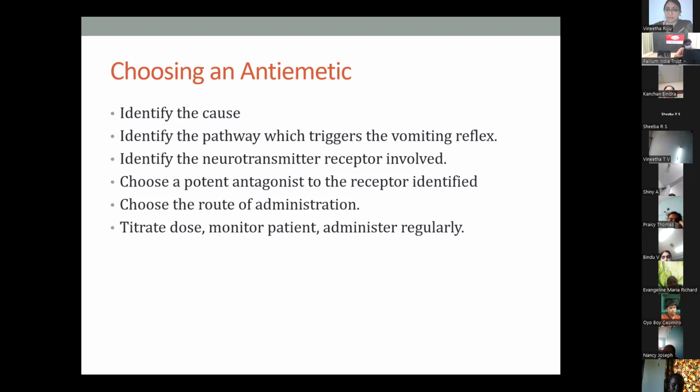First, the most important thing is to identify what the cause of the nausea and vomiting is. Then you understand which pathway is involved, which triggers the vomiting reflex. Once you identify the cause, I will show you a chart where you can understand which pathway and which neurotransmitter receptor is involved. Then all you need to do is match your drug to that receptor. I have another chart for that. And then you decide what route of administration you want.